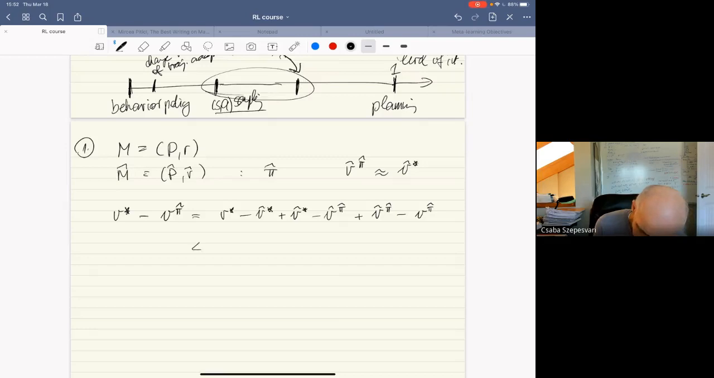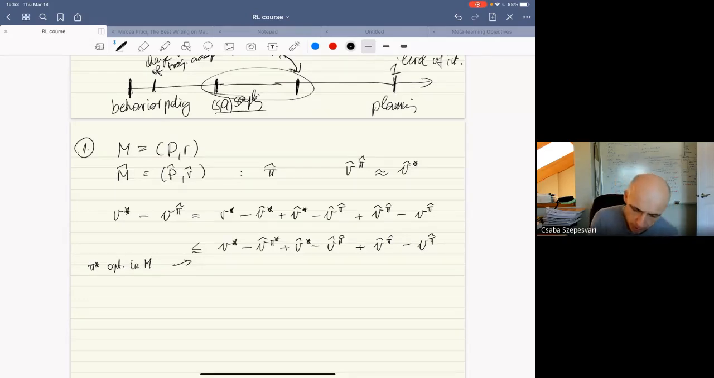And if we want, we can upper bound this, and this is going to be useful by just here, instead of using the optimal value function, let's use the value function of the policy, which is optimal in the original MDP. So here, pi star is optimal in M. It's not necessarily optimal in M hat, and therefore its value function is smaller. And since we are subtracting a smaller value, we get something bigger. So this is nice because now we see that we need to control basically two terms of identical type, this and this.